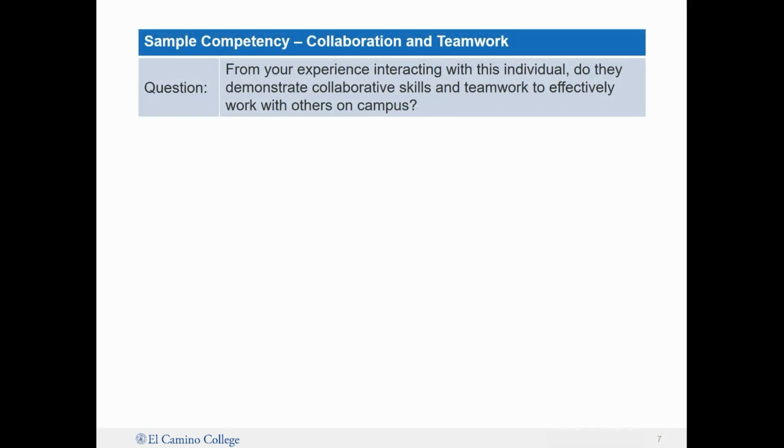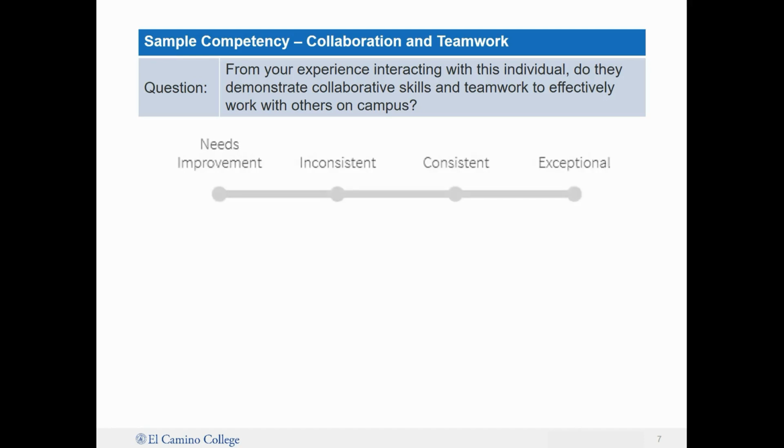To provide you with a clearer understanding of the relationship between competencies, the rating scale, and proficiency levels, we'll use an example. Let's take a look at the competency of collaboration and teamwork. One of the questions you'll be answering asks, from your experience interacting with this individual, do they demonstrate collaborative skills and teamwork to effectively work with others on campus?